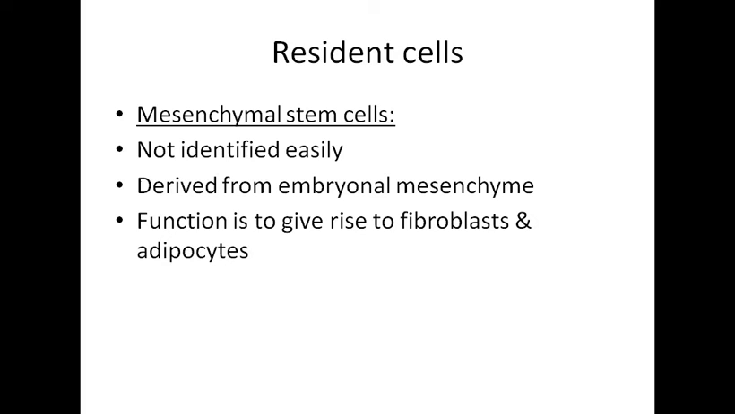Then the third example is mesenchymal stem cells. These are actually not identified easily, because they transform into the required cell type. Whenever a fibroblast is needed, it might change into a fibroblast. Whenever an adipocyte is needed, it might change into an adipocyte, and other cells as well. So now the question is, from where do the mesenchymal stem cells come? These are derived from embryonal mesenchyme, right? And the function is to give rise to the remaining two resident cells, that is fibroblasts and adipocytes.